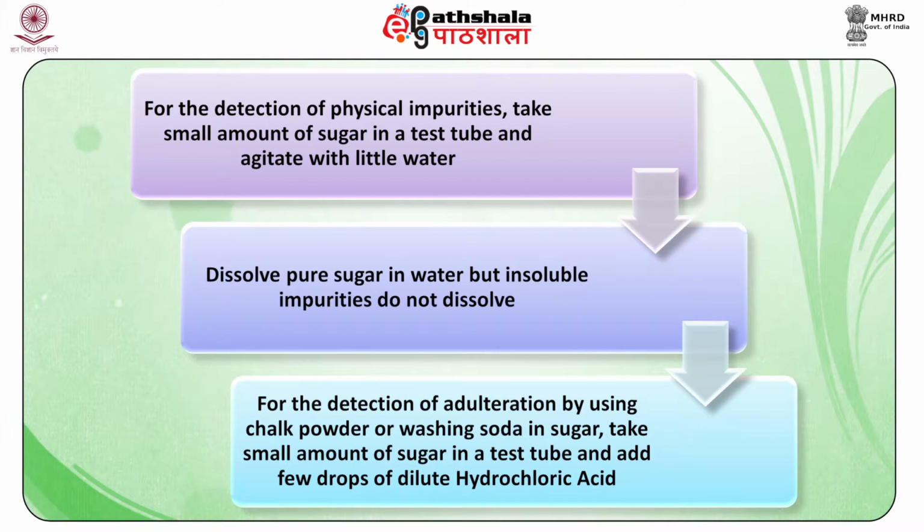For the detection of adulteration by chalk powder or washing soda in sugar, a small amount of sugar is taken in a test tube and a few drops of dilute hydrochloric acid are added. A brisk effervescence of carbon dioxide confirms the presence of chalk powder or washing soda in the given sample of sugar.